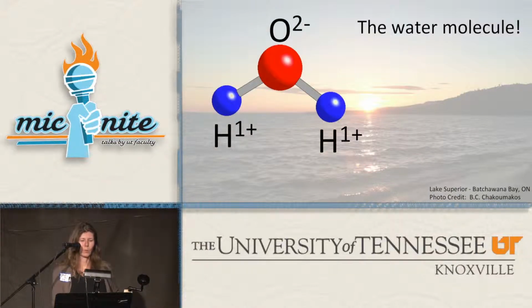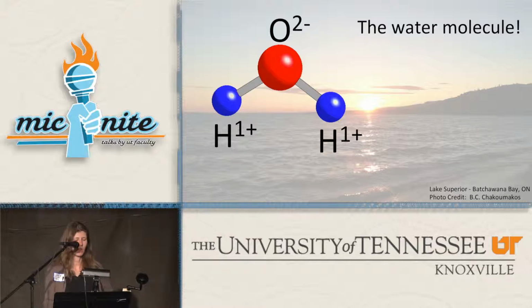The water molecule: one negatively charged oxygen atom, two positively charged hydrogen atoms, in a plane with an angle of 104.5 degrees, and each hydrogen atom is located a little less than 1 angstrom, or 10 to the minus 10 meters, away from the oxygen atom. Water covers about 70% of the Earth.